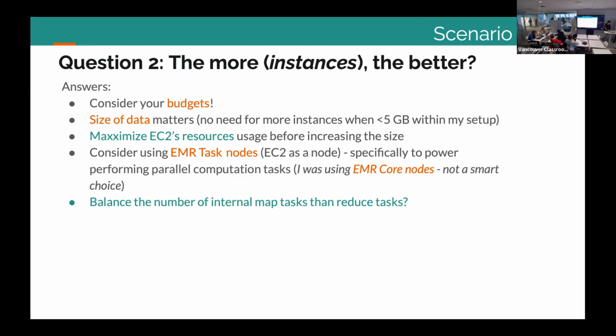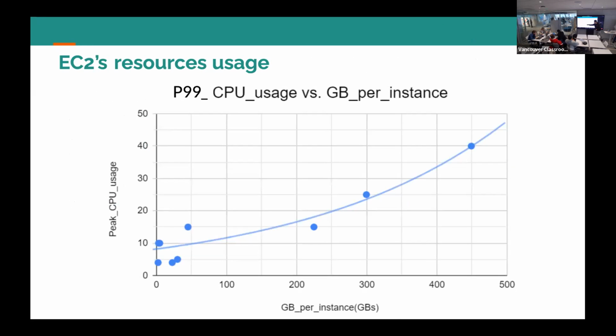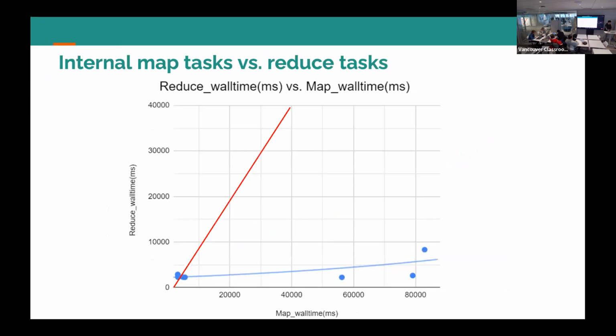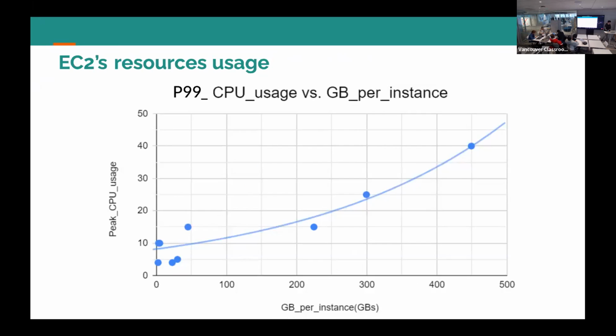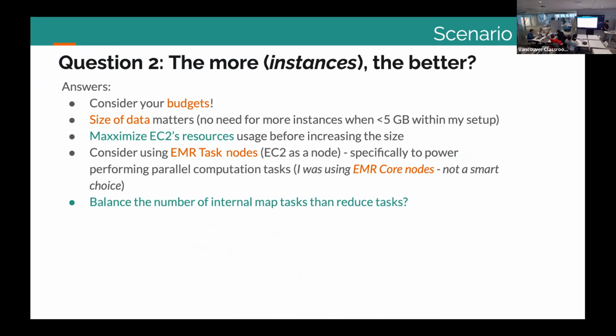So for the EC2 resource usage, we can see an interesting curve here. This is a graph of P99 CPU usage versus gigabytes per instance. So we can sort of predict how much CPU usage there will be when we increase the size of files to process per instance, to estimate if we should have more instances or fewer. And another one is to balance the number of internal map tasks and reduce tasks.